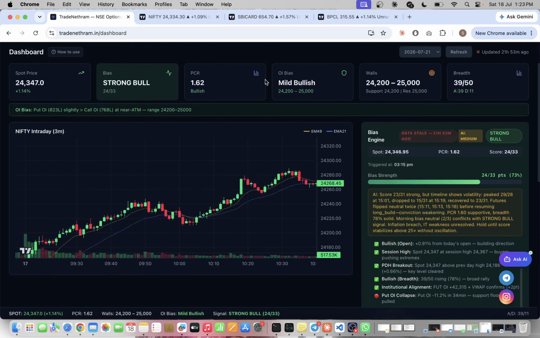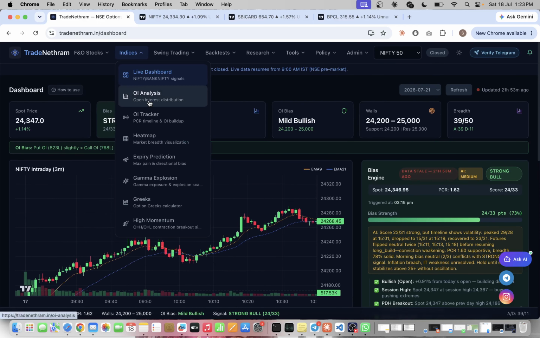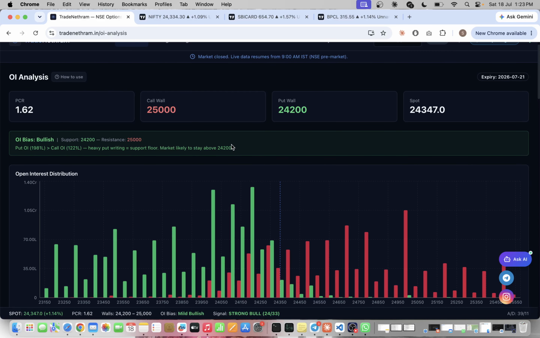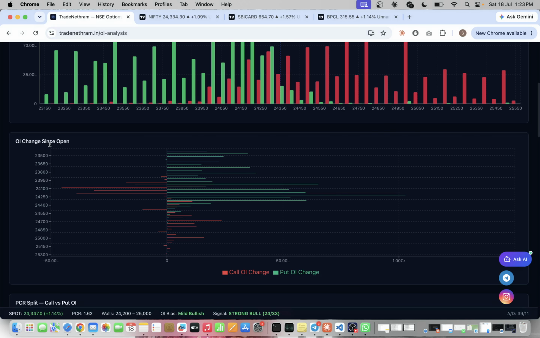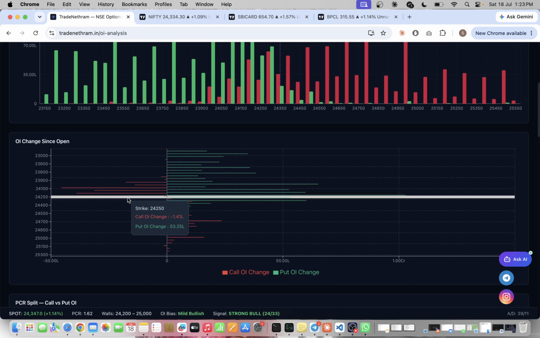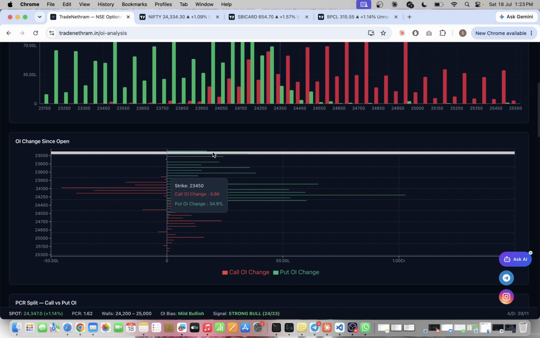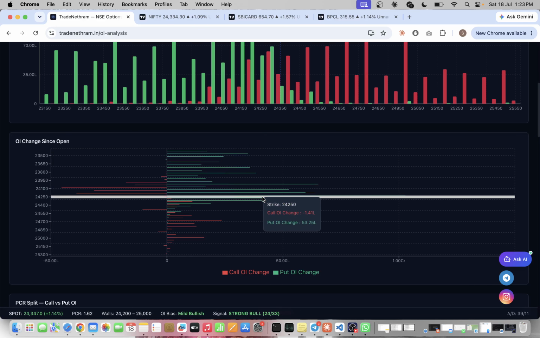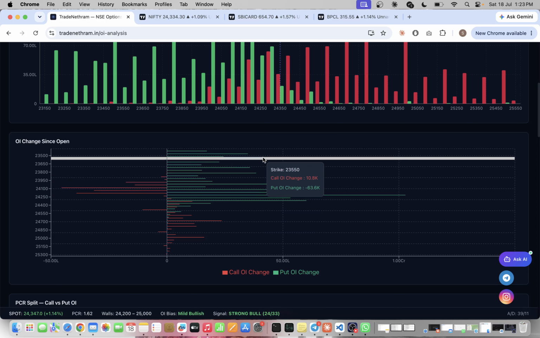And if I go to the other section, OI analysis, it will give you the detailed picture of how the OI is building in horizontal OI change since the market open. This is the biggest thing, guys, like on which strike price the maximum open interest is changing. So this will decide how the market is going up or going down.